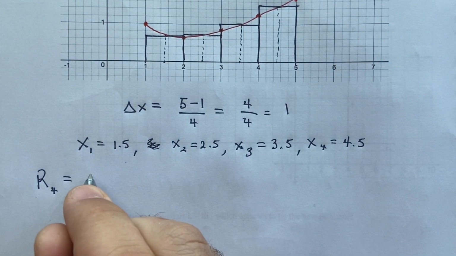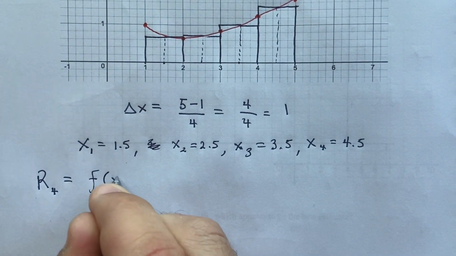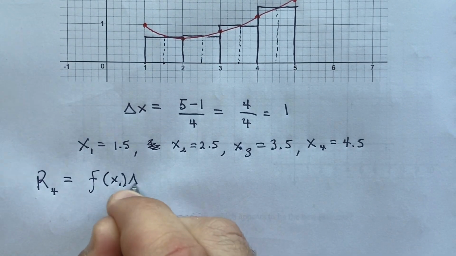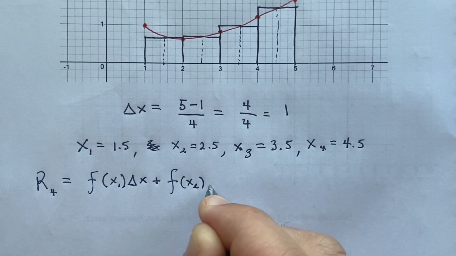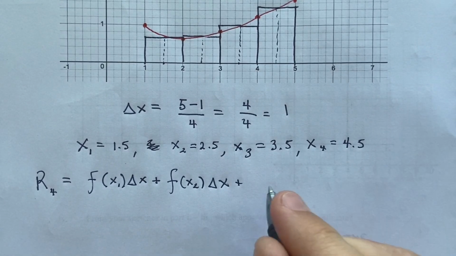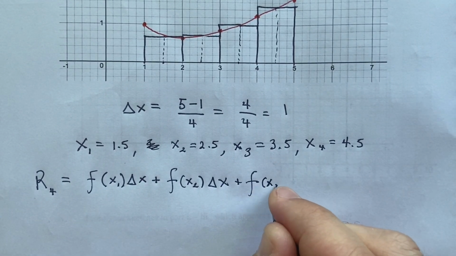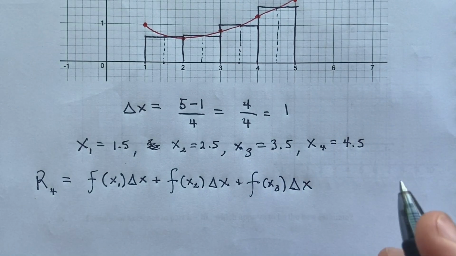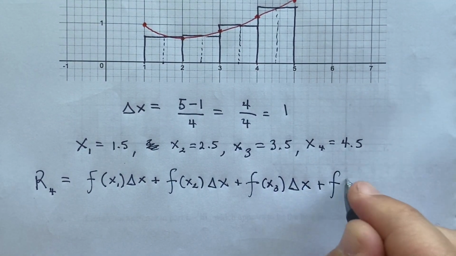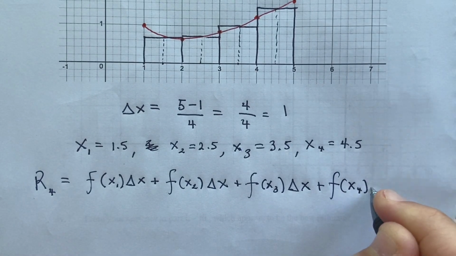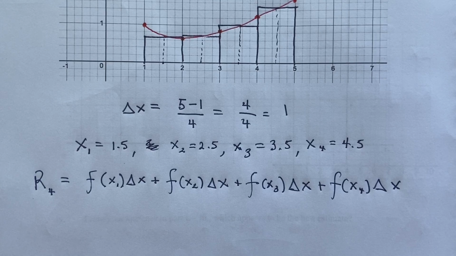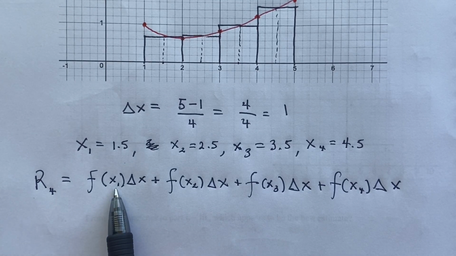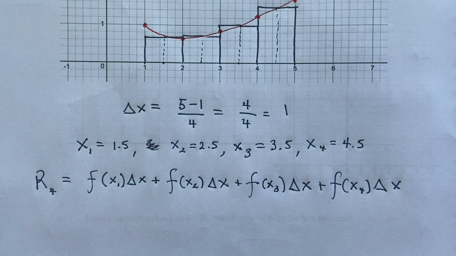I'll just write it in general first. So this would be f of x sub 1 times delta x plus f of x sub 2 times delta x plus f of x sub 3 times delta x, and then plus f of x sub 4 times delta x. Okay. So x sub 1 is 1.5 and so on.